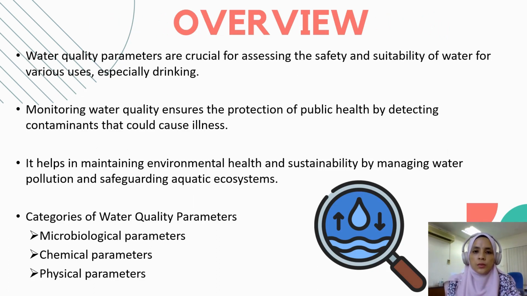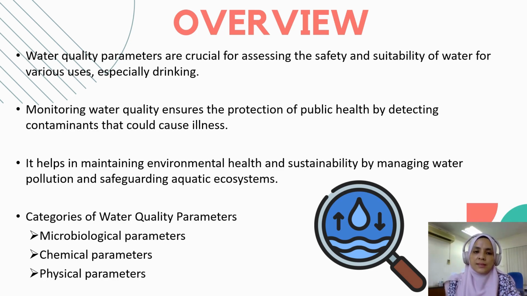Okay, let's go to the overview of the topic. Water quality parameters are crucial for assessing the safety and suitability of water for various uses, especially drinking. Monitoring of these parameters ensures the protection of public health by detecting contaminants that could cause illness. Additionally, it helps maintain environmental health and sustainability by managing water pollution and safeguarding aquatic ecosystems.